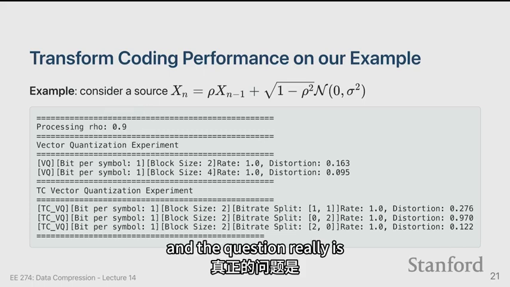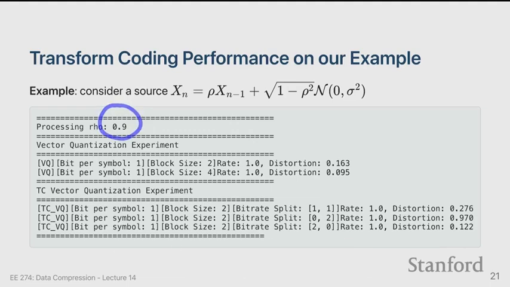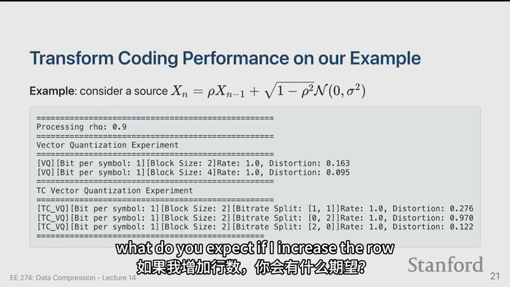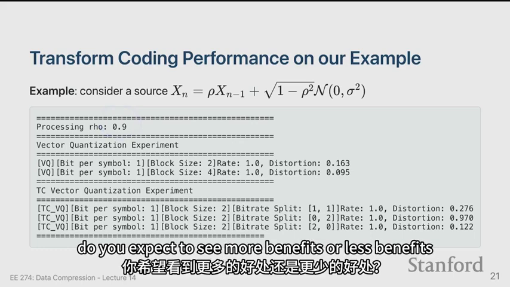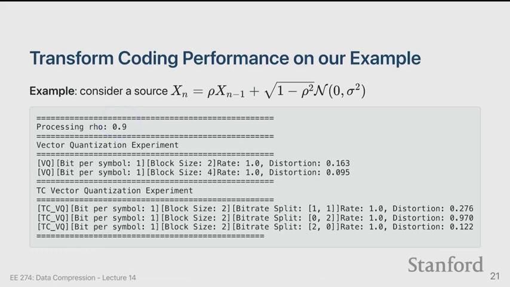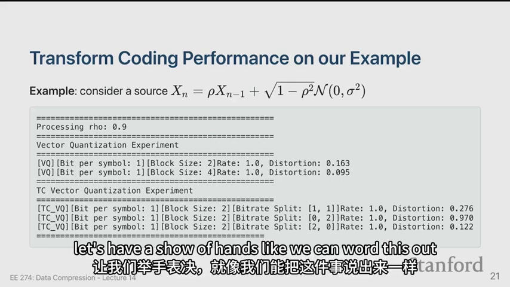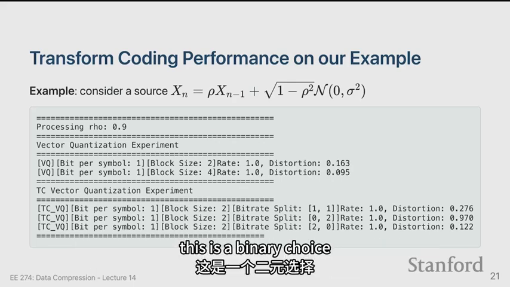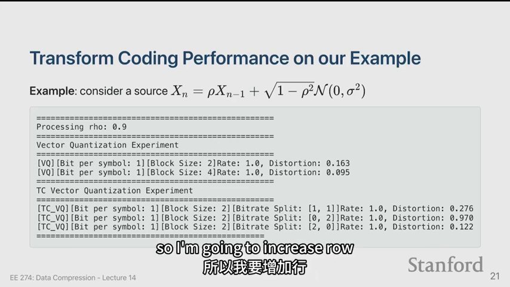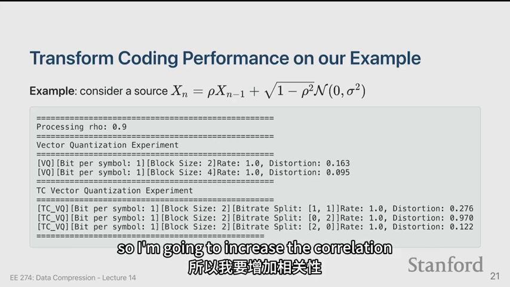So now in the next one, I'm going to change the rho. And the question really is, what do you expect? If I increase the rho, do you expect to see more benefits or less benefits? Okay, let's have a show of hands. We can vote this out. This is a binary choice. So I'm going to increase rho, so I'm going to increase the correlation.